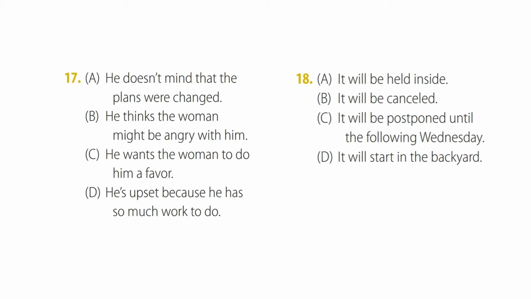Number 17. I'm really sorry I had to cancel our plans again. I hope you're not too upset. At first I was angry, but actually you did me a favor. I took care of a lot of work that had been backing up. What does the man imply? Number 18. Do you know if it's supposed to be warm enough on Wednesday to have our party outside, in the backyard? I heard it'll be warm, but that it's likely to rain most of the day. What will probably happen to the party?